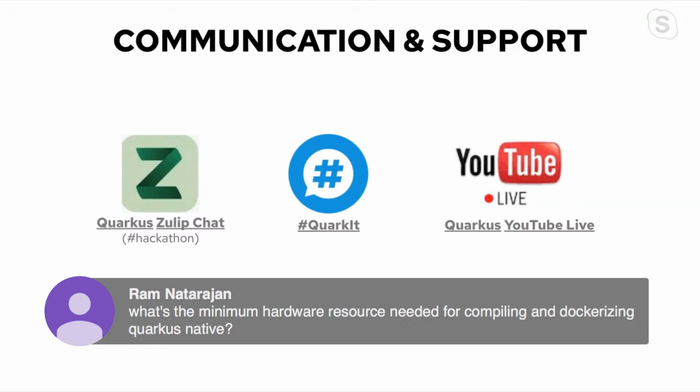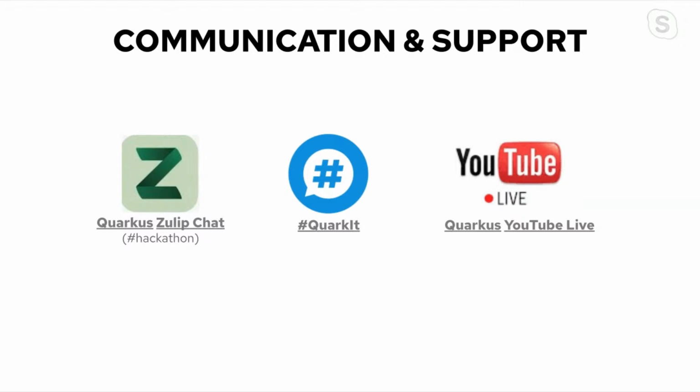And then Ram was asking, what's the minimum hardware requirement for compiling and Dockerizing Quarkus native? So I explained in the chat that we recommend about 5 gigs for compiling, and he said he had a 16 gig Mac and it was still a problem. So I asked him to go to Zulip chat to make sure we cover his specific situation. But one thing I've seen repeatedly is that people run on a Mac or Windows and build a native app through Docker. Docker is actually limited by default to about 4 gigs, meaning your Docker container will run out of memory before your machine does.